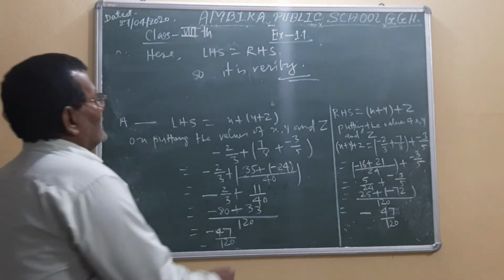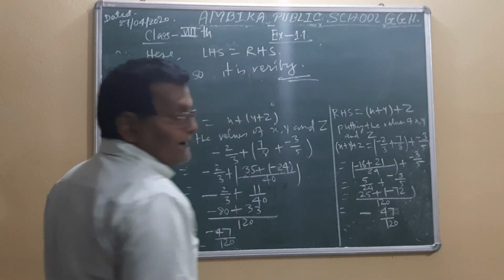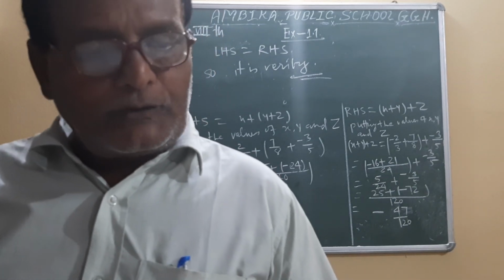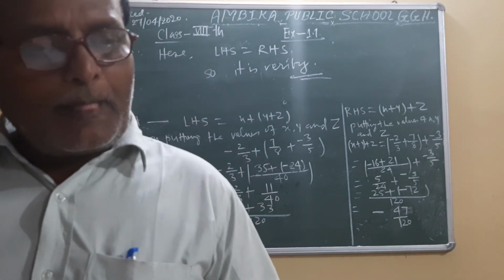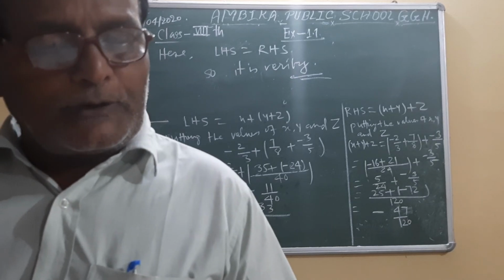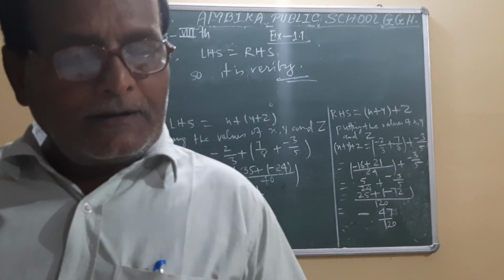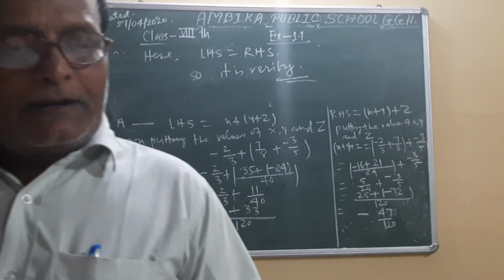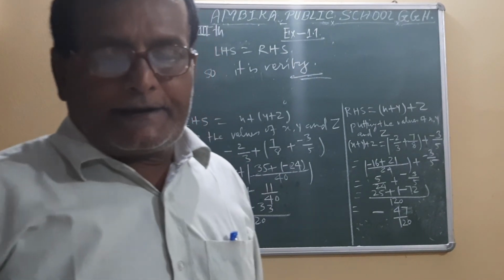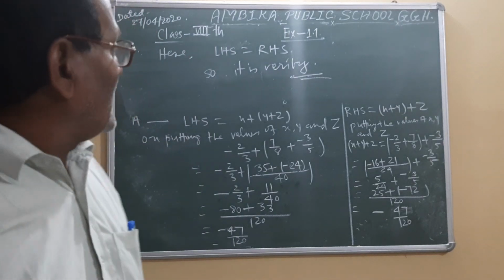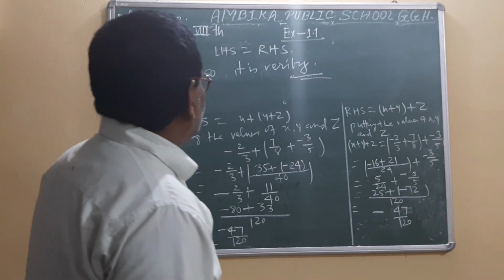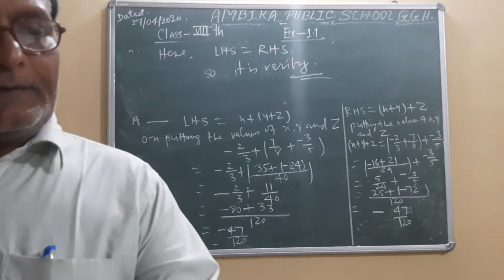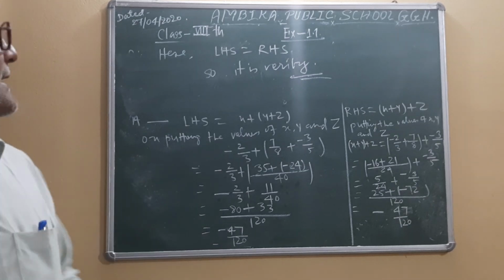In this process, you can solve the next problems 2, 3, 4. And question number 10 is to write the following as a rational number. You add all the numbers, then you will get a rational number.